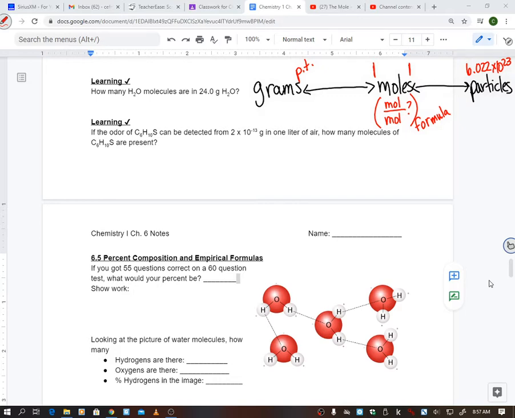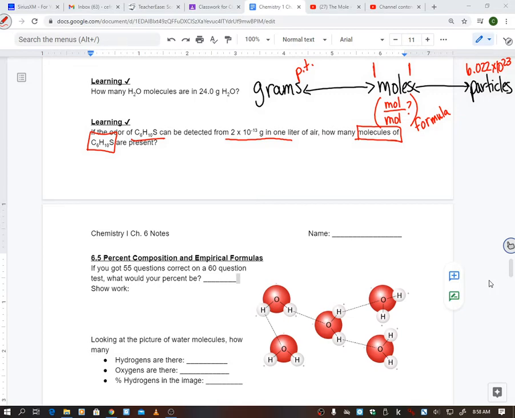Okay, so let's look at this learning check. It says if the odor of C6H10S can be detected from 2 times 10 to the negative 13 grams in 1 liter of air, so that's how many grams of C6H10S is in the air, they want to know how many molecules of C6H10S that is. Right away I ask, do I want a piece? I do not. I'm going straight from allyl sulfide to allyl sulfide. I don't want just carbon or just hydrogen, so I don't need to worry about that mole to mole.